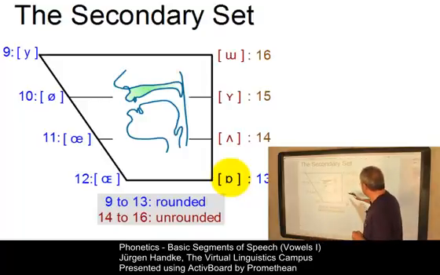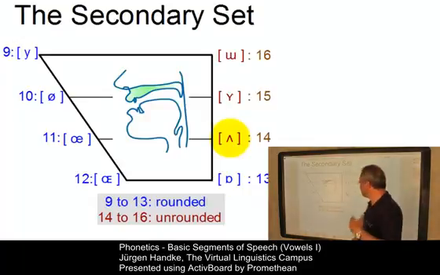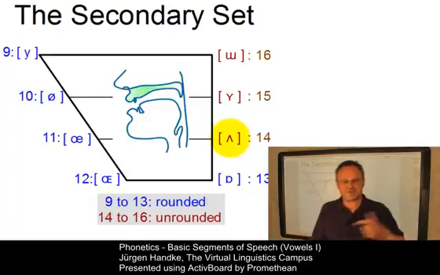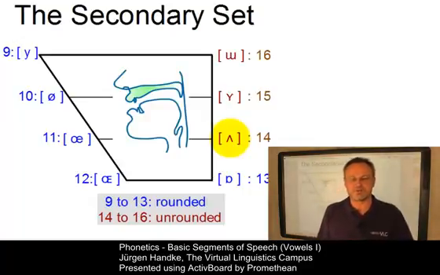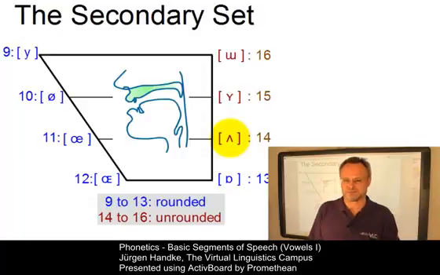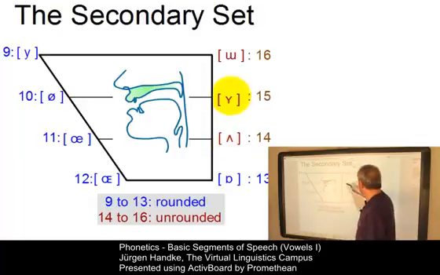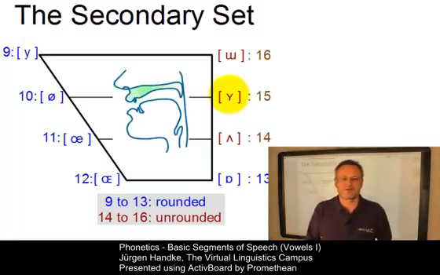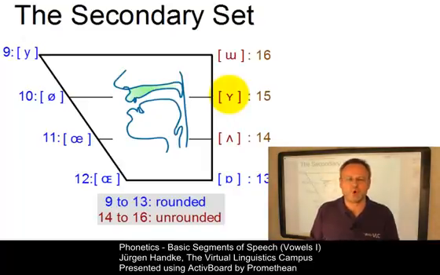And now the remaining cardinal vowels, 14 to 16, are produced with spread lips. So I first of all produce cardinal 6 with rounded lips, and then I unround my lips. Cardinal number 15. Again, first of all with rounded lips, cardinal number 7.